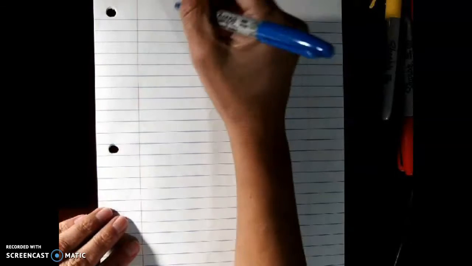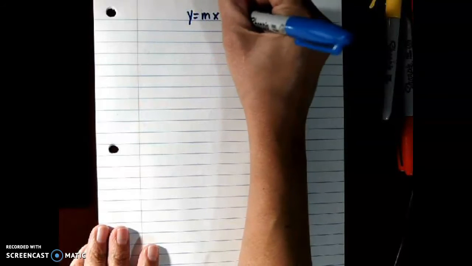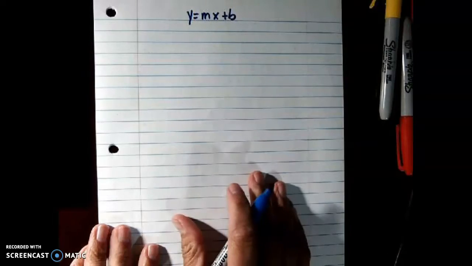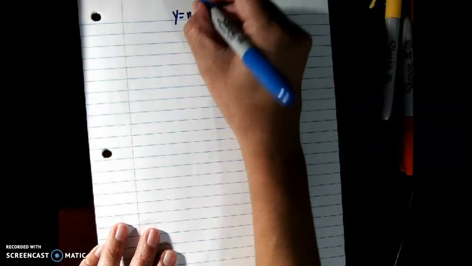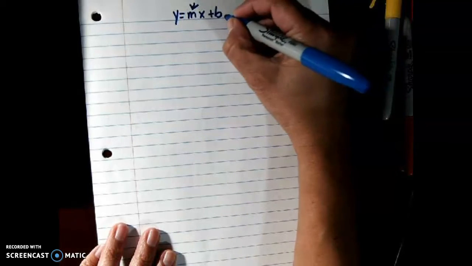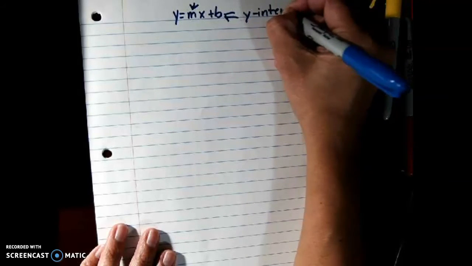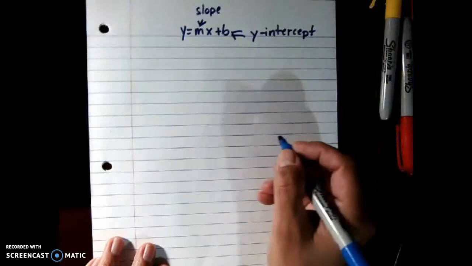All right, part 2, we're still talking about y equals mx plus b. M is the slope. B is the y-intercept. Now let's talk about what is the y-intercept.